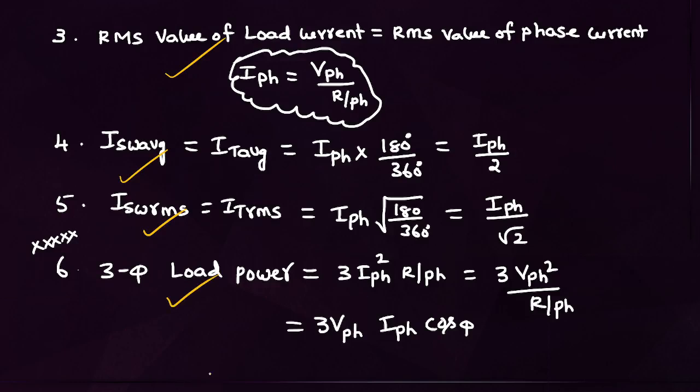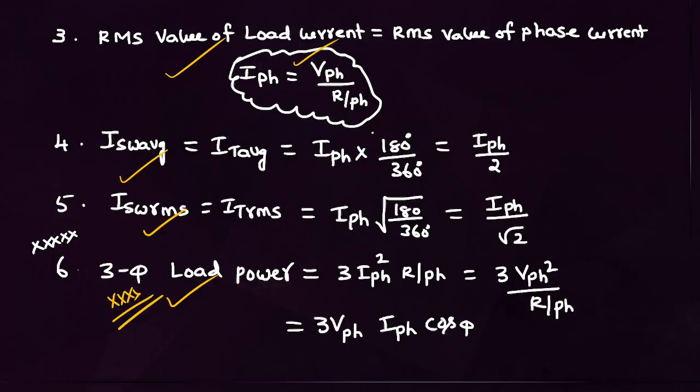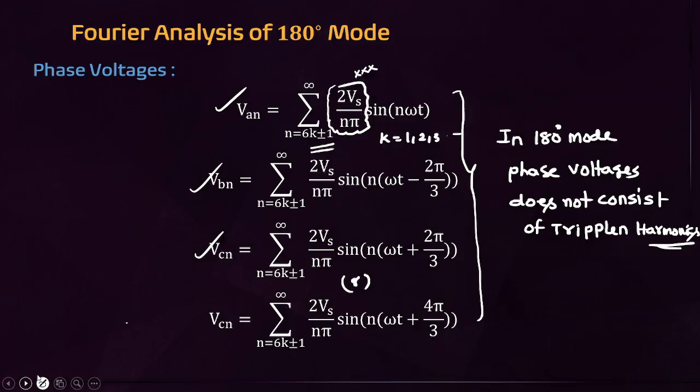What is the three-phase load power? Many times questions are asked based on three-phase load power. To solve the three-phase load power, you have to find I phase. To find I phase, you have to know V phase also. So for 180-degree mode: what is the RMS value of line voltage? RMS value of phase voltage. Very important, students. What is the RMS value of phase current? What is the average value of each switch current? What is the RMS value of each switch current? Three-phase load power. This is for 180-degree.